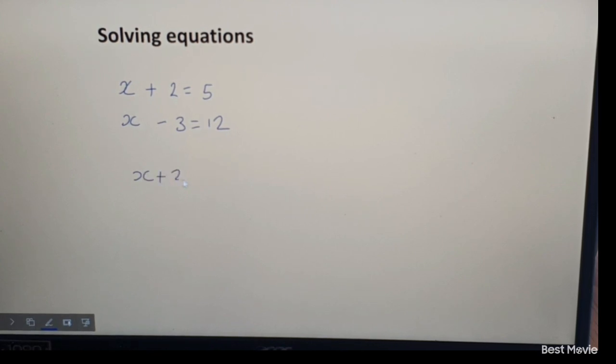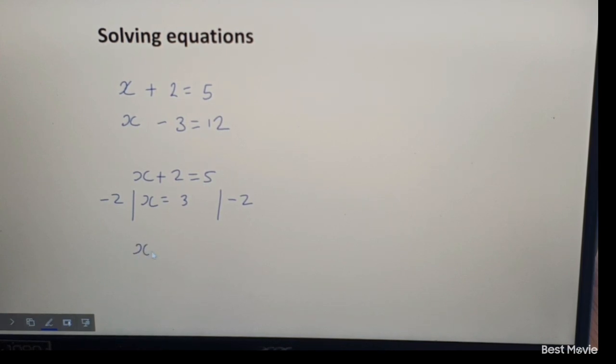Okay, so the first question, x plus 2 is equal to 5. So the inverse of adding 2 is take away 2. Take away 2 from both sides. x plus 2 take away 2 is x. 5 take away 2 is equal to 3. So check that that is correct. 3 add 2 is equal to 5.